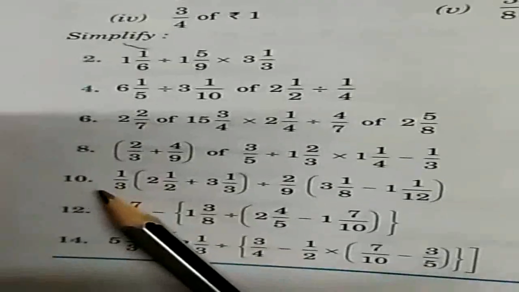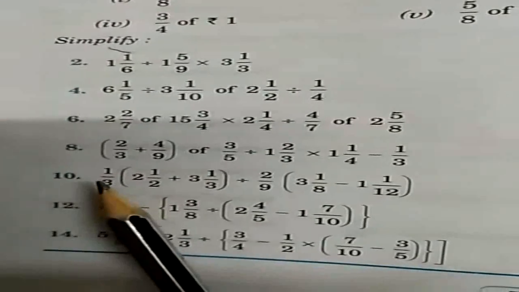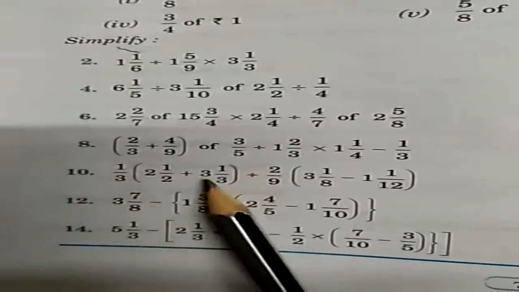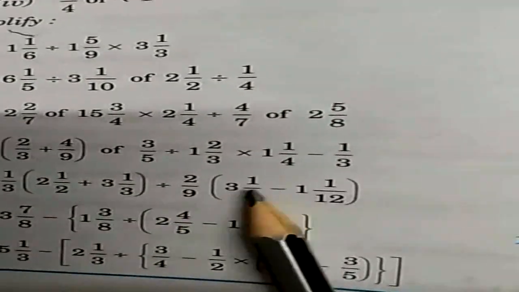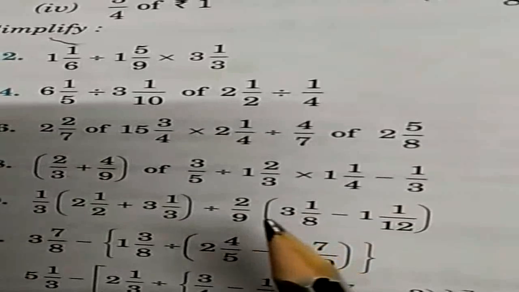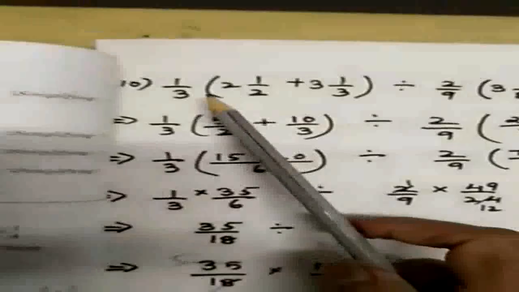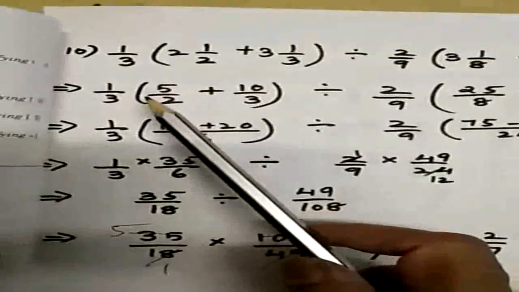So now I'm doing question number 10. See the question: 1 by 3, then in the bracket fractions are given, then divided by 2 by 9, then in the bracket fractions are given. Okay, so I have done this. This is question number 10. So now how to do this?